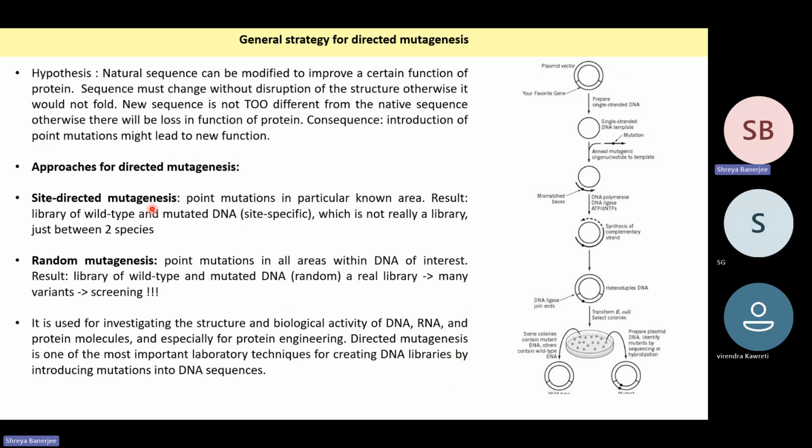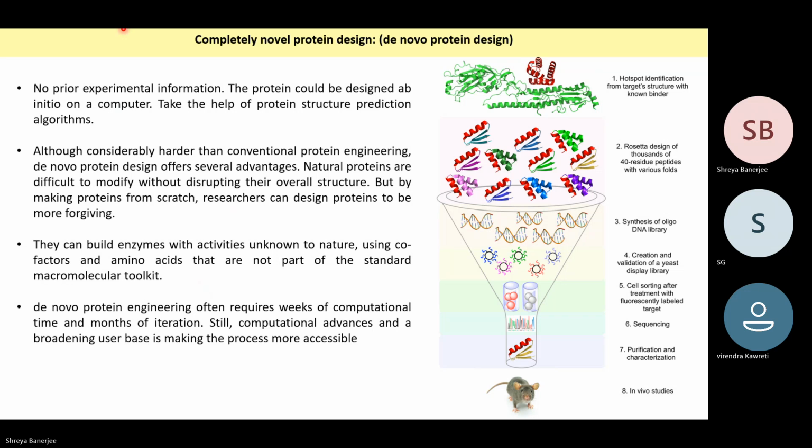And using these techniques, we can find out which mutations cause an improvement in biological activity, which mutations completely change the biological activity, and so on. So another technique is de novo protein engineering, where there is no prior experimental information. The protein is completely designed from scratch with the help of protein structure prediction algorithms.